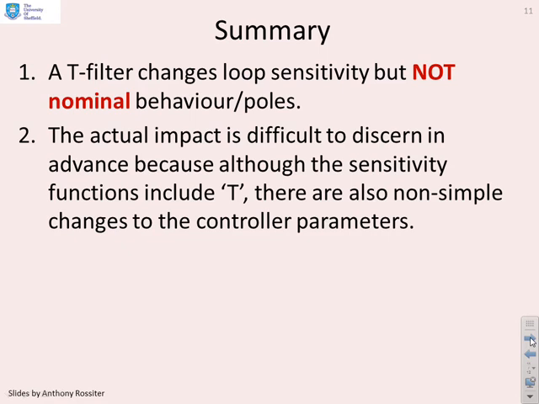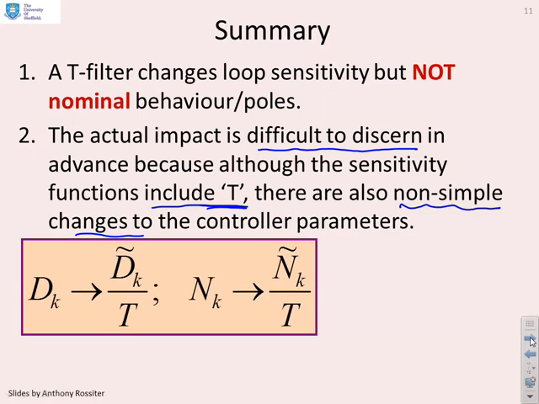However, the actual impact is quite difficult to discern in advance, because although the sensitivity functions all include T in the denominator, there are also non-simple changes to the controller parameters. So you'll notice dk went to dk tilde over T, nk went to nk tilde over T. So it's not quite clear-cut to say that you will get a pure filtering effect. Yes, you will get some low-pass filtering because T's in the denominator, but the impact of the change of dk to dk tilde is a bit less predictable.